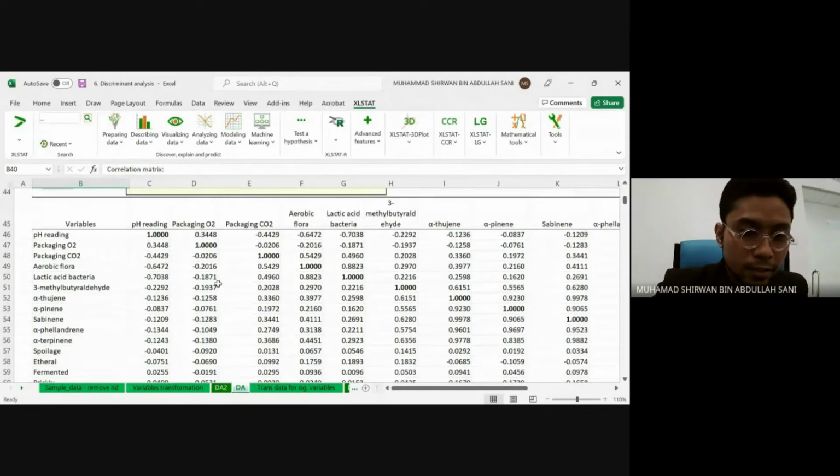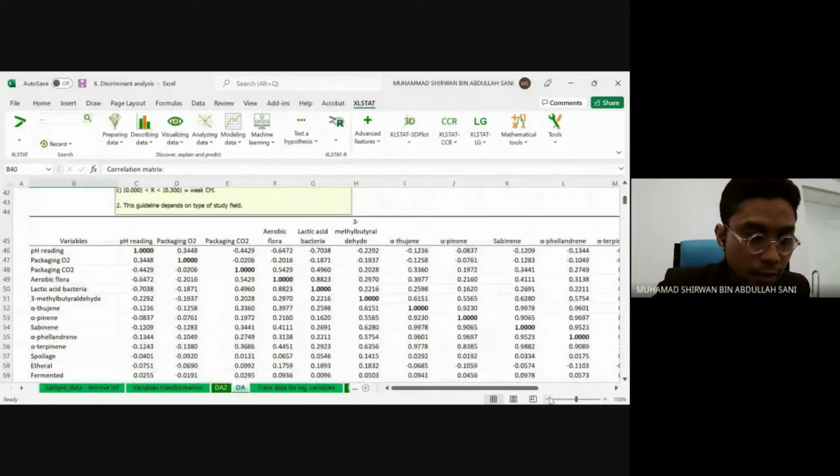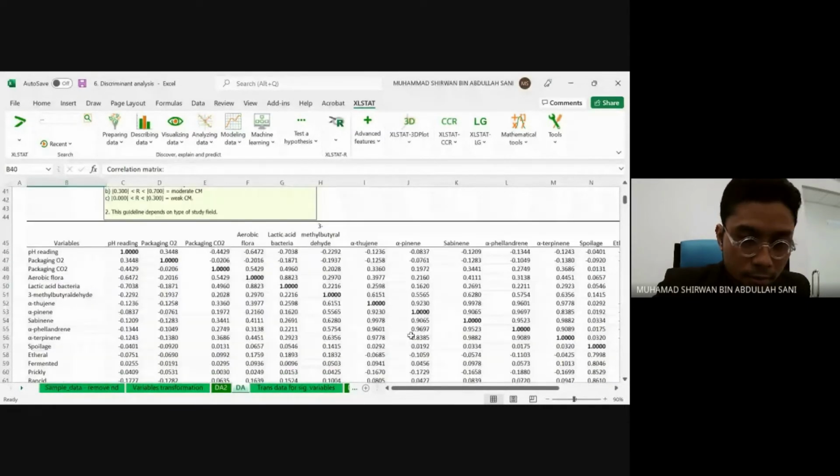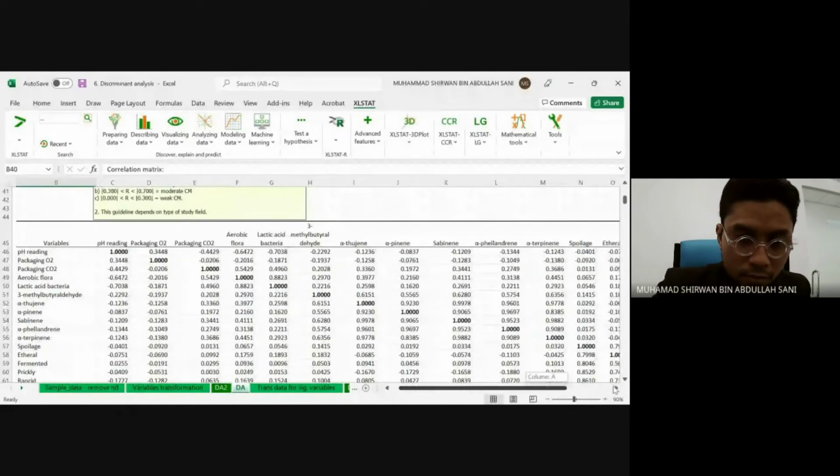Okay, so these are the variables that we have. Sekejap, kita tengok ni apa. Okay, apa dia punya explanation? Oh, ni tak ada apalah.